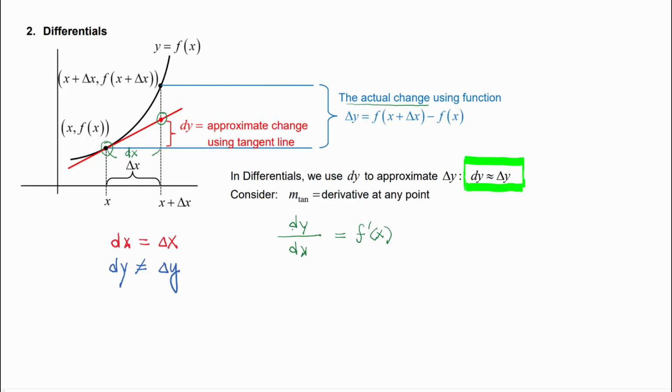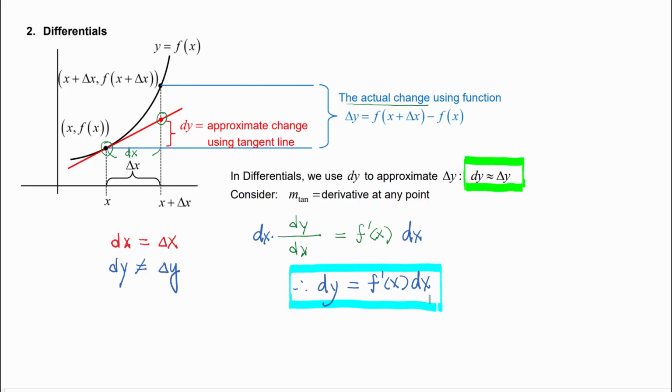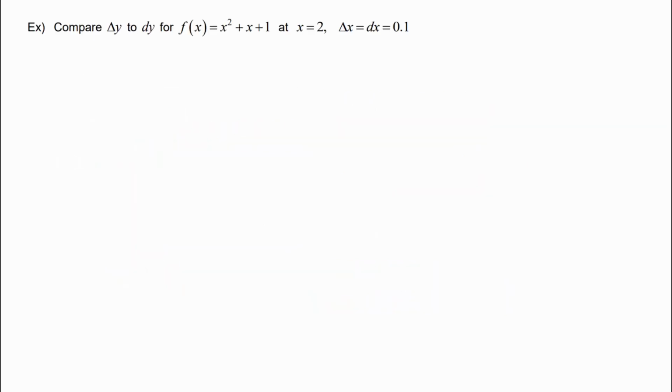So simply, you can find the dy by multiplying dx on both sides, and you get that the differential of y is equal to f prime of x dx, and is called the differential of y. So differential of y is dy, and it is equal to f prime of x dx, which is approximately equal to delta y. In the next example, we're going to calculate delta y and dy to compare how close they are.